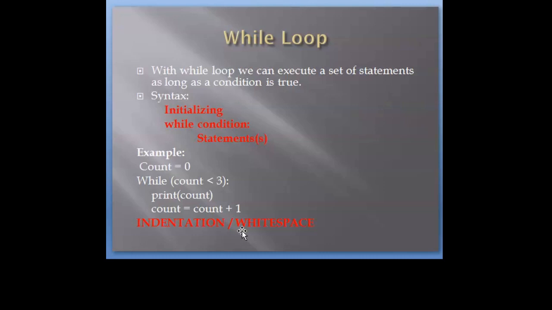Again we check the condition that count is less than 3. Yes, the count value is 1, so it is less than 3. Again it will print, again it will add 1 more, and it will keep on adding until the condition breaks. If the count becomes 3 or greater, then it will stop printing. So this is the while loop, which is used to execute a set of statements as long as the condition is true.